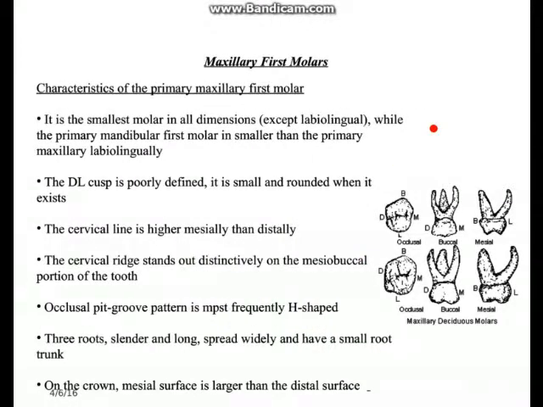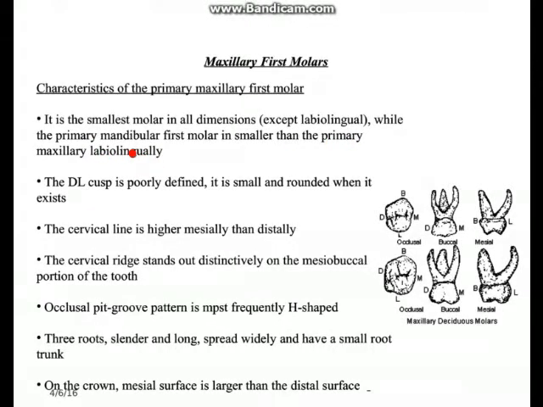Okay, maxillary first molars. The characteristics of the primary maxillary first molar. Here's a nice picture. We have a full view and an occlusal view. So it is the smallest molar in all dimensions, except labiolingually. Okay, so it's the smallest molar in all dimensions mesiodistally, but not labiolingually or buccolingually, while the primary mandibular molar is smaller than the primary maxillary labiolingually.